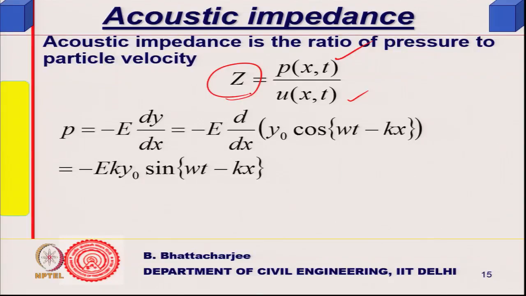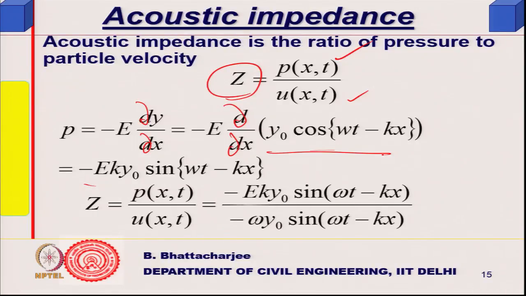And P, you remember, was something like this. If I write it from the stress-strain relationship, I get something like this. And the velocity I have got is omega y0 sine of omega t minus kx. These two terms are common. So my acoustic impedance is given as E k over omega.